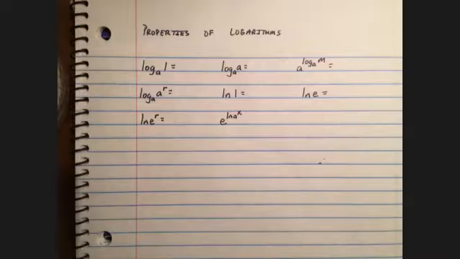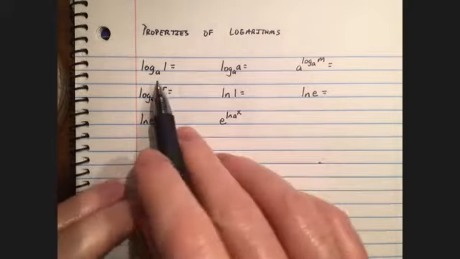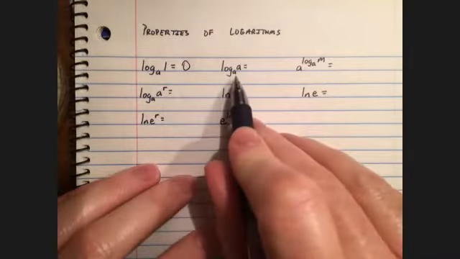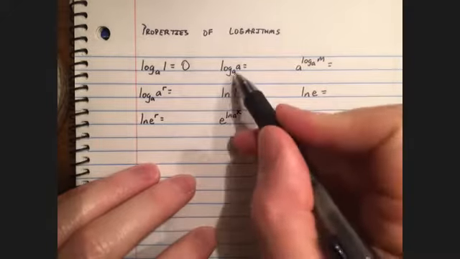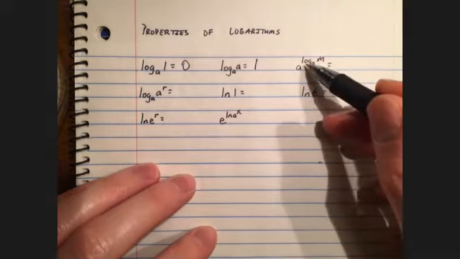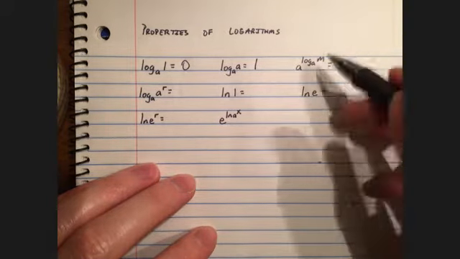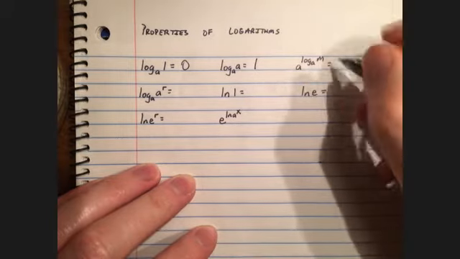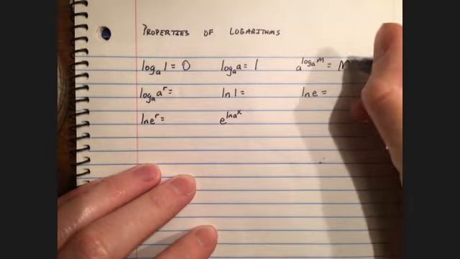All right, properties of logarithms. So first thing is we had log base a of 1 is always equal to 0. Log base a of a is 1. If you had a and you raise it to the power of log base a of m, it would be equal to m. So the a's match, and the answer is going to be m.